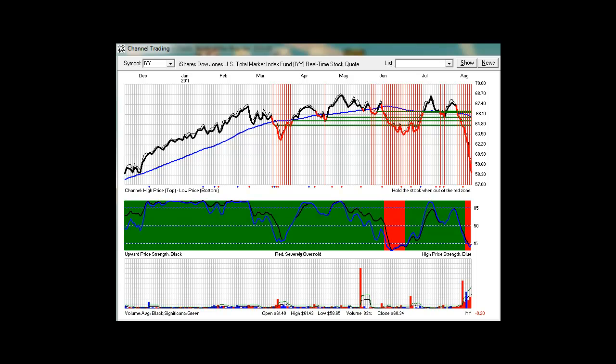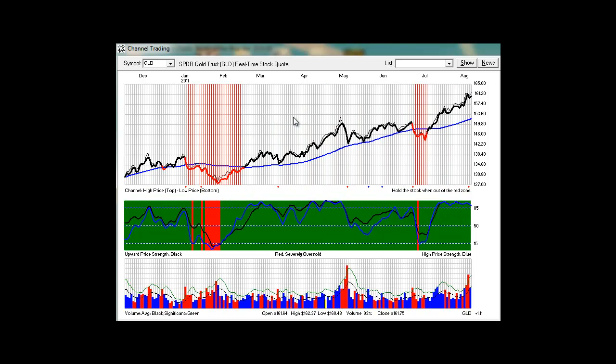So I'd rather be safe than sorry. So following these rules, I am looking for ETFs or stocks that look more promising than our overall market. So for that, let's go ahead and take a look at gold. Gold has been continuing to rise.